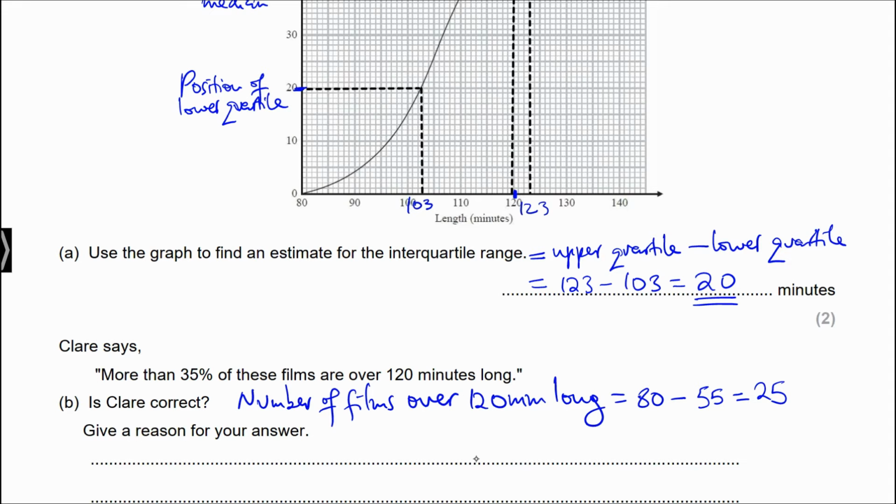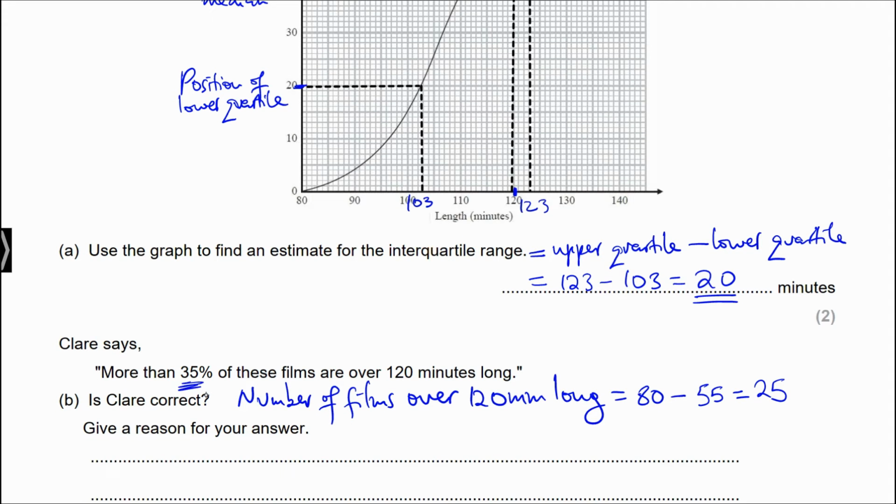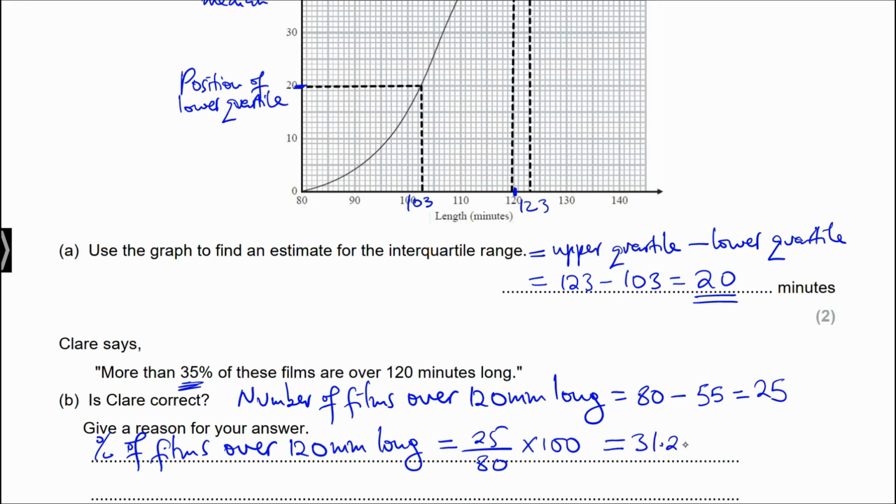All right, and then here we're talking about percentage. So basically the percentage of films over 120 minutes long will be 25 over the total number of films, which is 80, multiplied by 100. So let's write that down. So the percentage of films over 120 minutes long will be equal to 25, which are the number of films above 120 minutes, over the total number of films, which is 80, multiplied by 100, and that will be equal to 31.25%.